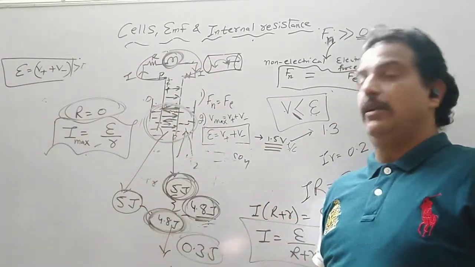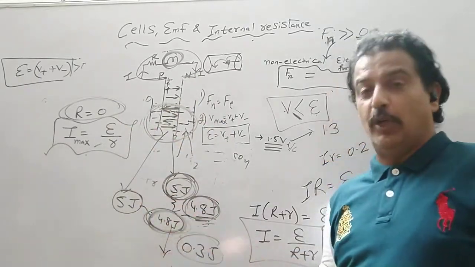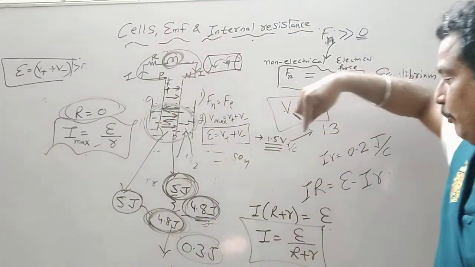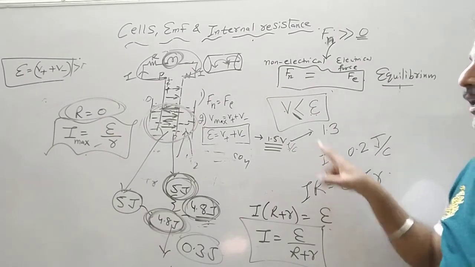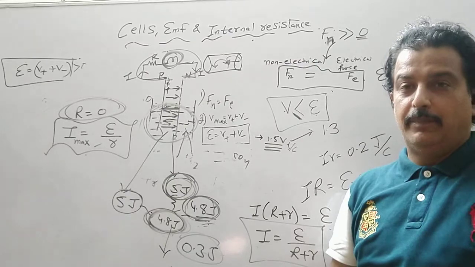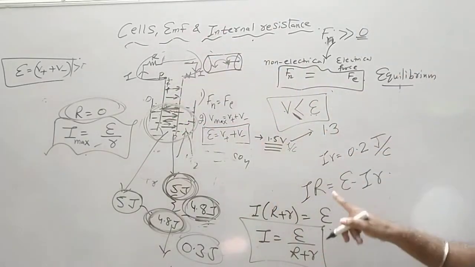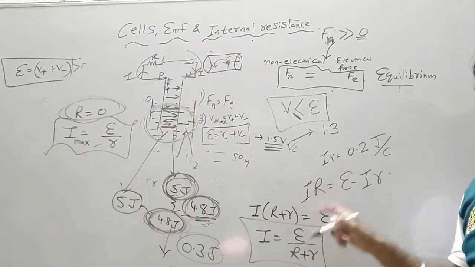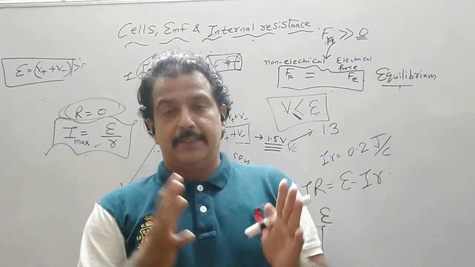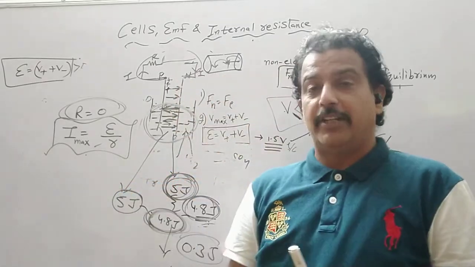Chemical energy 5 joule, 0.2 joule being used up by internal resistance. I will get 4.8. Then 0.3 is being utilized by this. That is the potential drop IR. And finally I get 4.5 joule. So we are not connecting this in this topic. So here I have simply written V is equal to IR. So this is all we have for the cell: internal resistance, EMF and terminal potential difference.